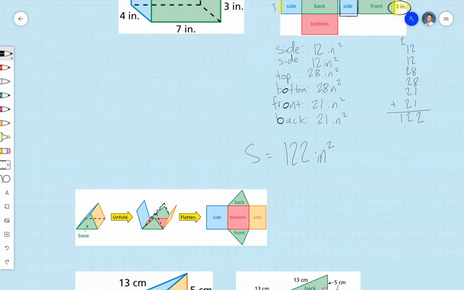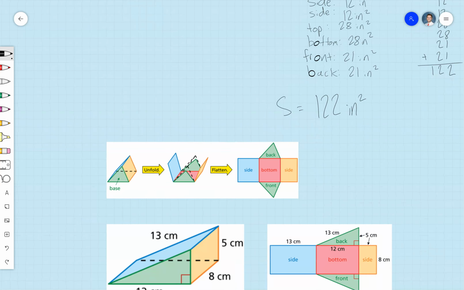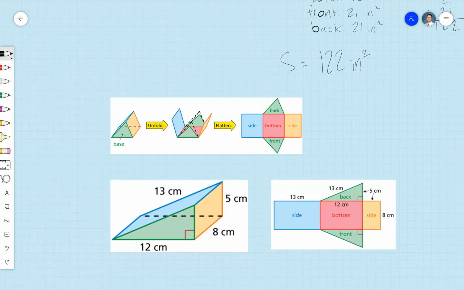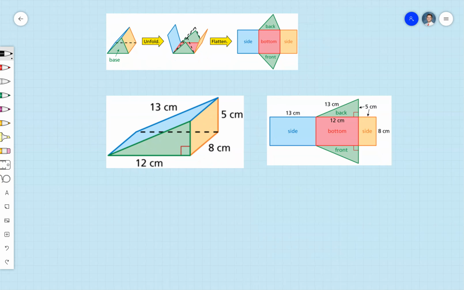Let's look now at an example for, rather than a rectangular prism, a triangular prism. It'll still be the same thing. We can find our net. You'll notice with the triangular prism, we'll have our side, bottom, and other side, and then the front and back. So let's look at this example here. We can see we've got this side, which is 13 centimeters, and this side here would be 8 centimeters.